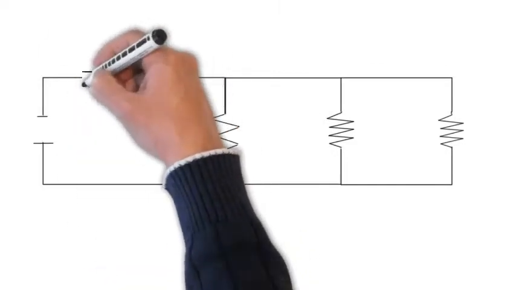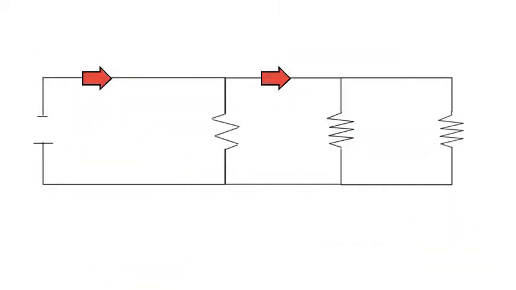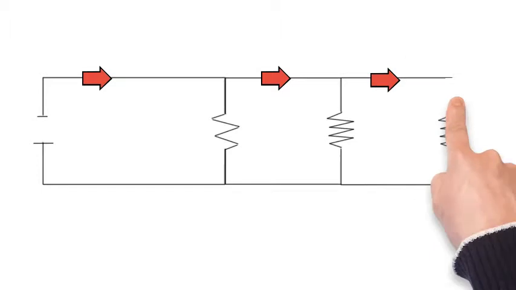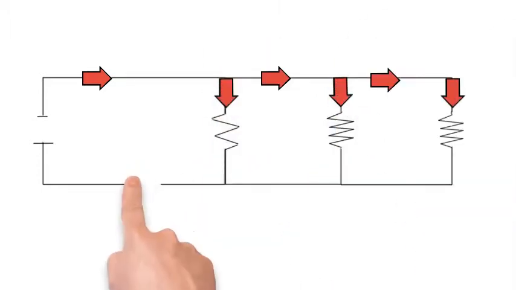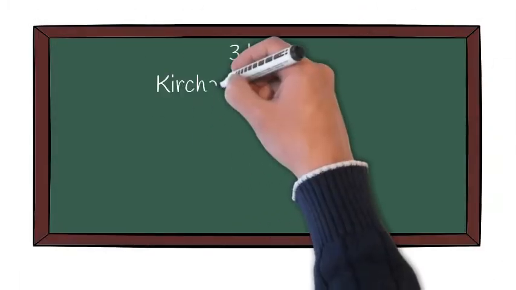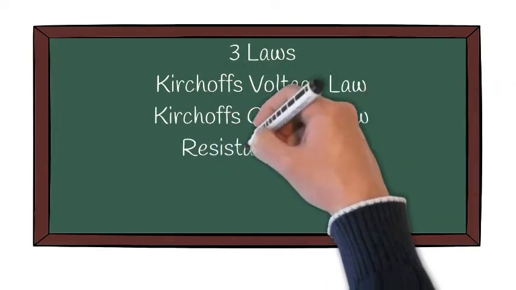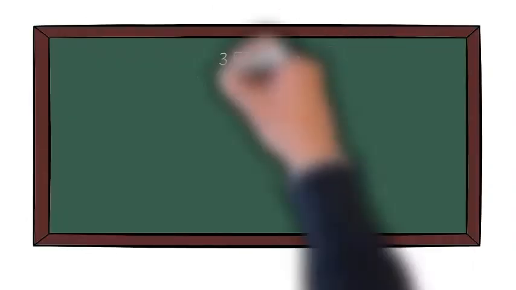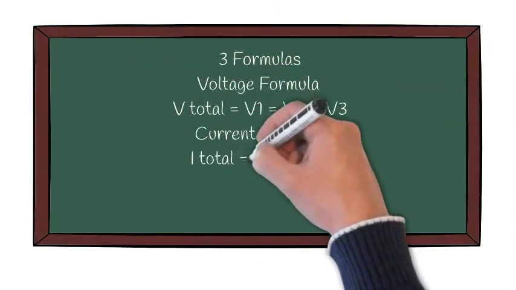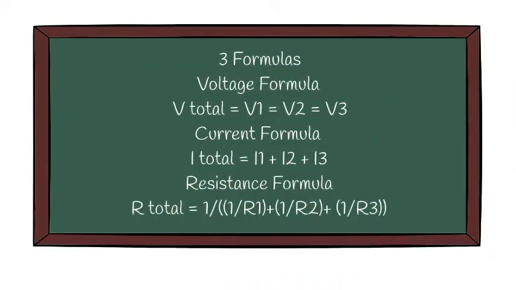For the purposes of this video, we're going to follow electron flow around this parallel circuit. As a review, we're going to go over the three laws that are going to apply to parallel circuits. Each one of these laws has a formula that's associated with it.